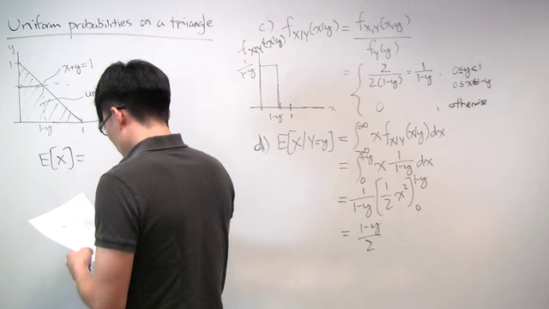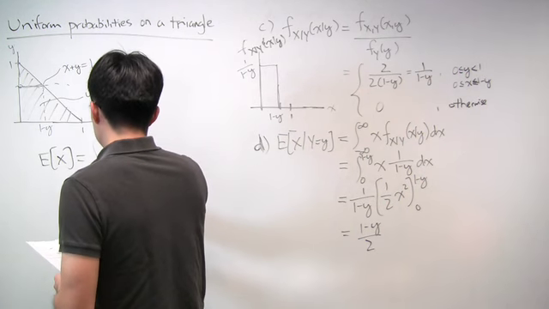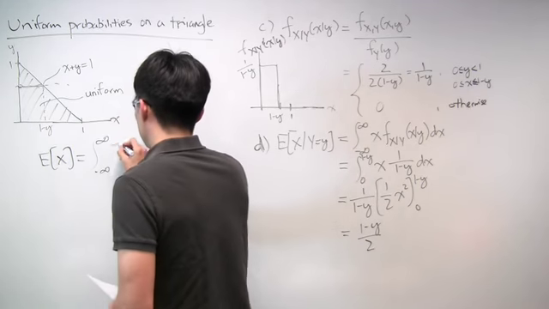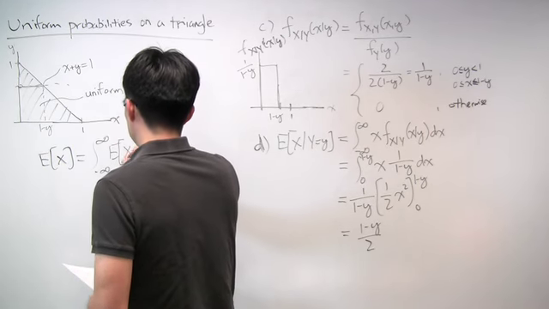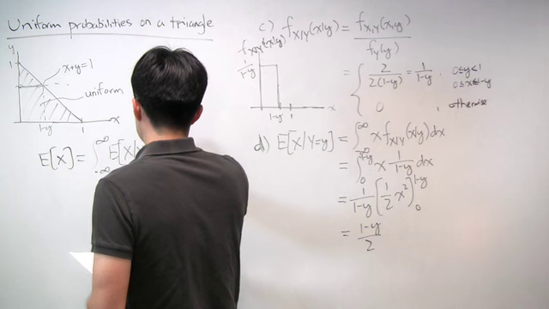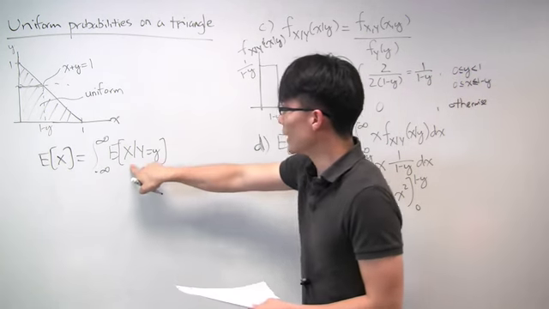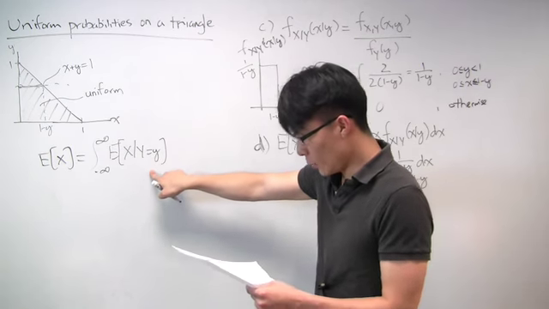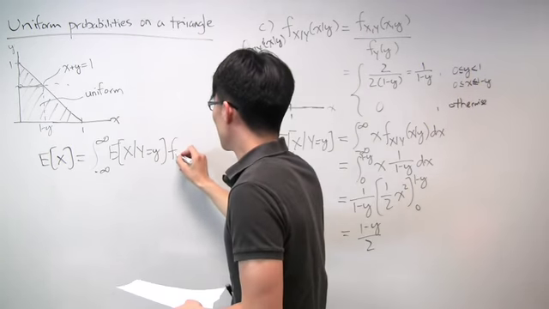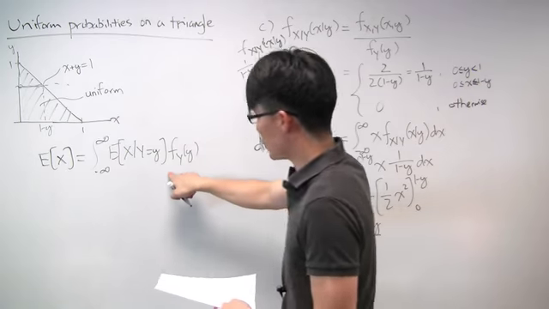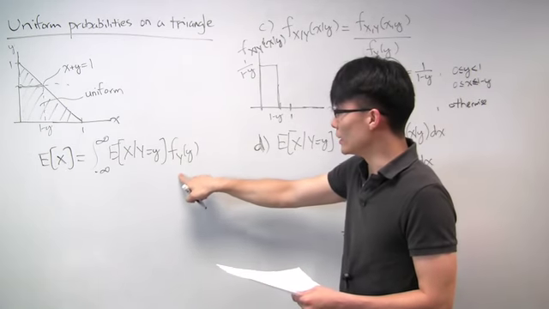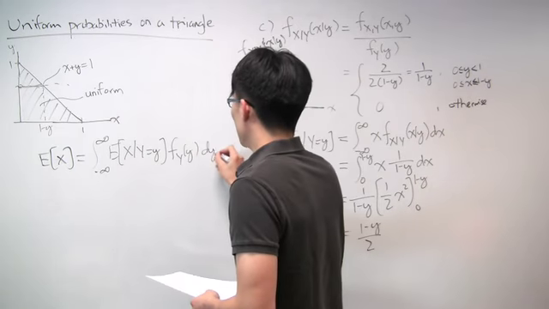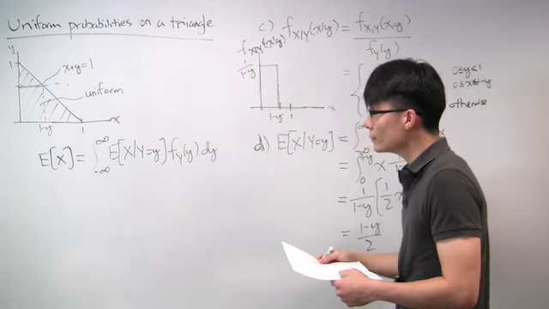Okay, so this integral is going to look like this. You take the conditional expectation. So this is the expectation of x if y were equal to little y. And now what is that probability? Well, now we just multiply that by the density of y at that actual value of little y, and we integrate with respect to y.